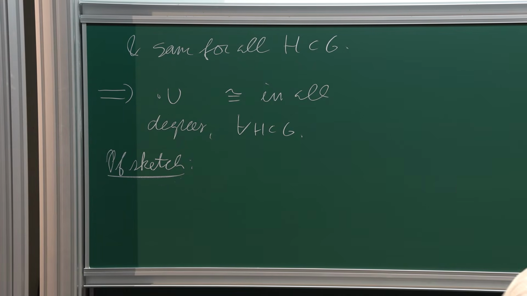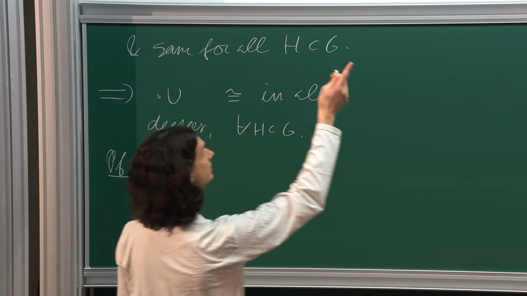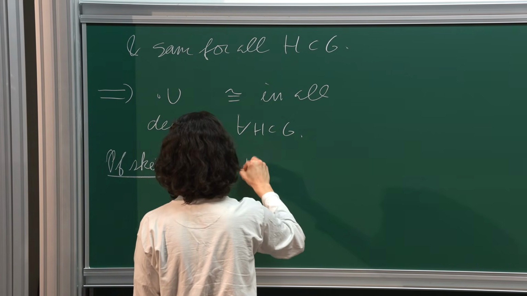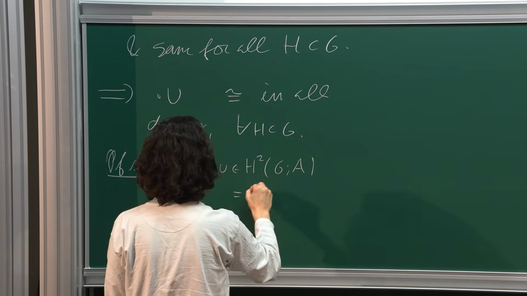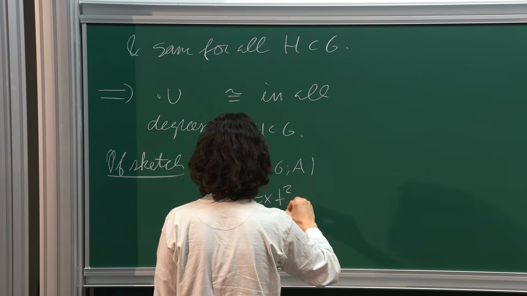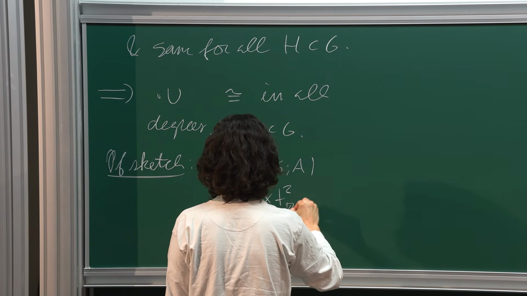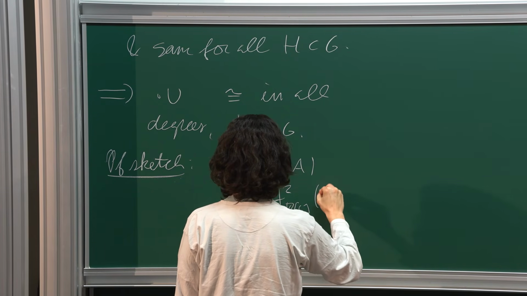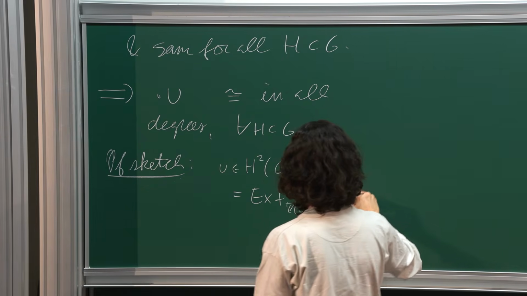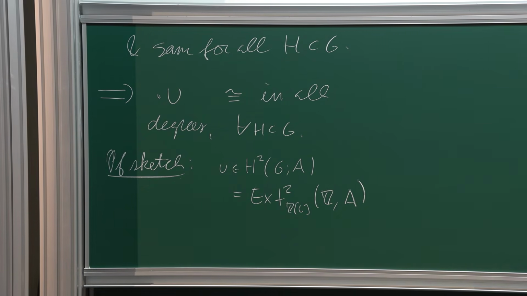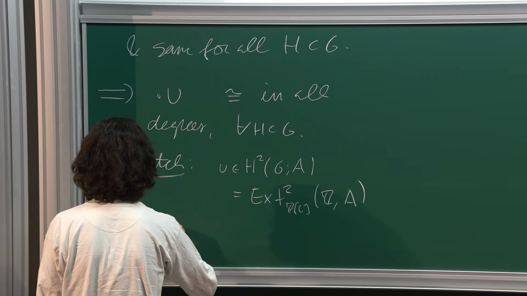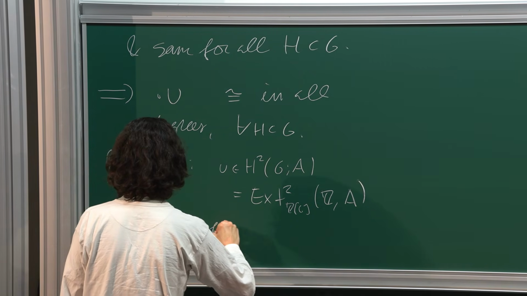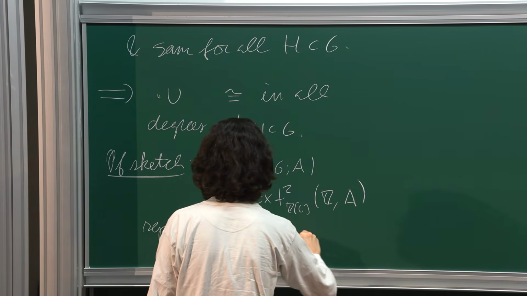Okay, so here's the sketch of the proof. So u is a class in H^2(G, A), but there's another interpretation of that. It's an Ext^2 over the group ring of Z, A. And we can represent it by a map in the derived category.